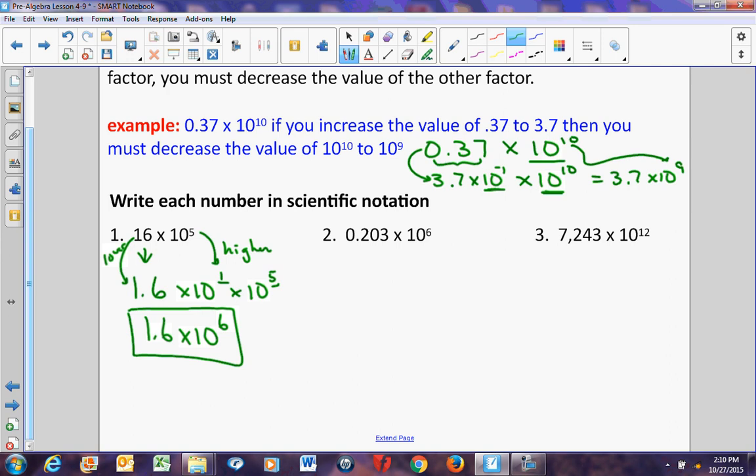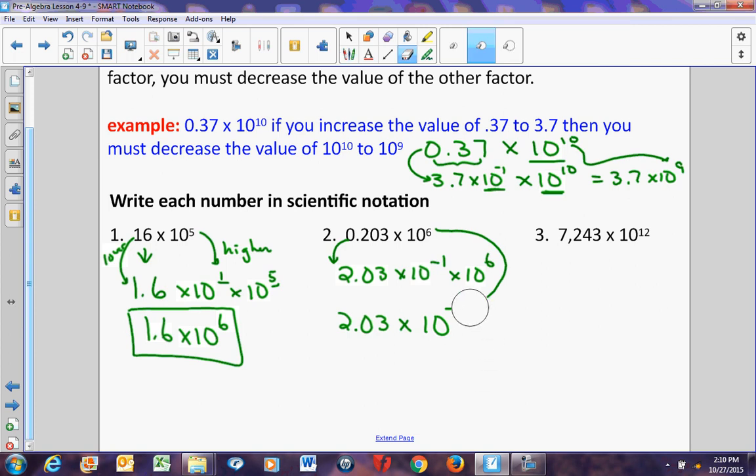All right, 0.203 times 10 to the 6th. 0.203, if we wrote it in scientific notation, would be 2.03 times 10 to the negative first times 10 to the 6th. So I have 2.03 times 10 to the negative 1 plus 6. This number got bigger, so this number has to get smaller. Shouldn't be negative 5, should be positive 5. That was my mistake. Negative 1 plus 6 is positive 5. So as the 0.203 got larger to 2.03, 10 to the 6th got smaller to 10 to the 5th.